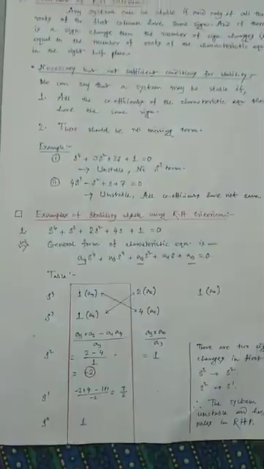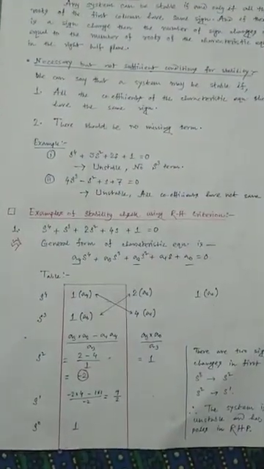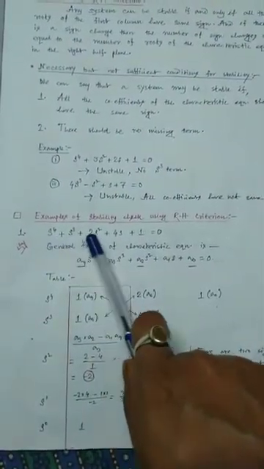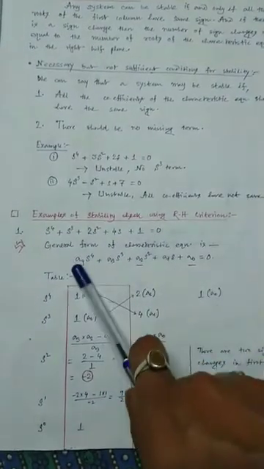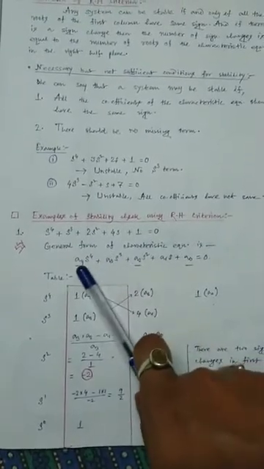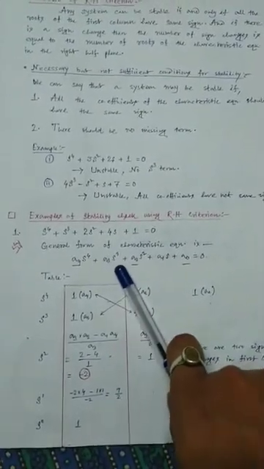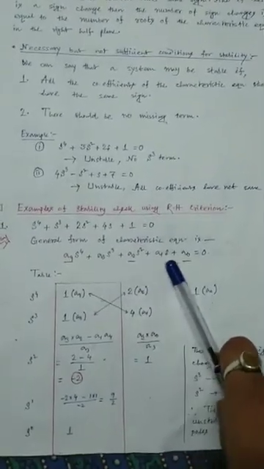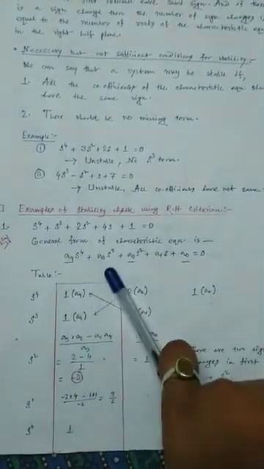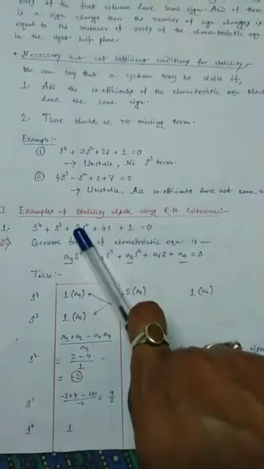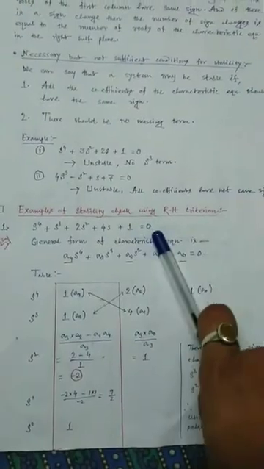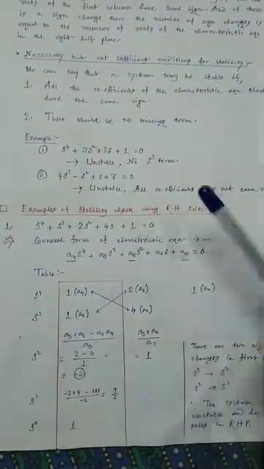Now there are some examples for checking stability. In the first example, the characteristic equation is s to the power 4 plus s cubed plus 2s squared plus 4s plus 1 equals 0. Now we can compare it with the general form of the equation, that is a4 s to the power 4 plus a3 s cubed plus a2 s squared plus a1 s plus a0 equals 0. So a4 equals 1, a3 equals 1, a2 equals 2, a1 equals 4 and a0 equals 1. Now, how can we form this table?